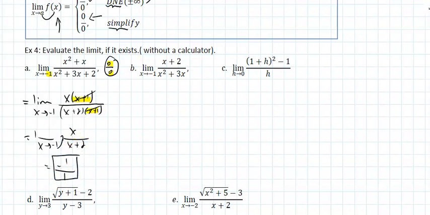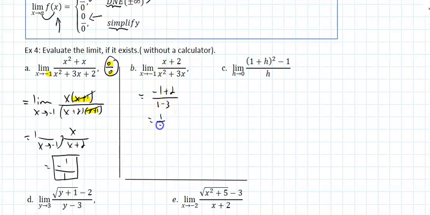If you were to plug in numbers above -1 and below -1, you would have gotten the same thing. Same deal here, you substitute x equals -1, you get -1 plus 2, that's not a 0, over 1 minus 3, you get 1 over -2, so it's -1/2. Again, if you were to substitute numbers above and below -1, you would have gotten -0.5.